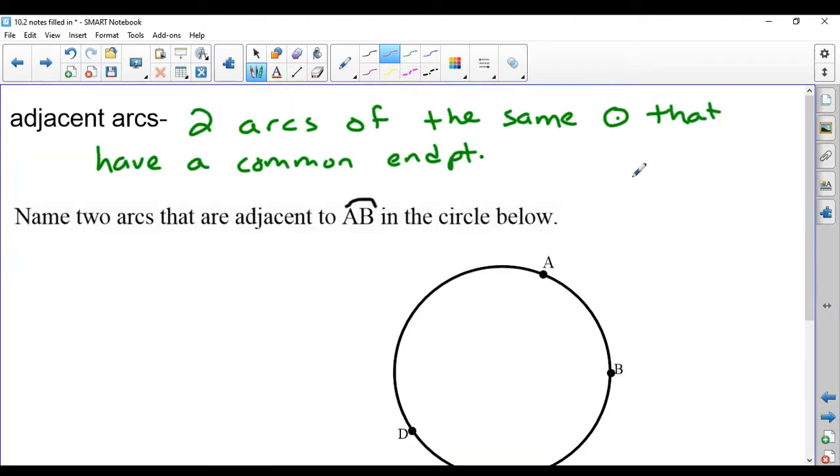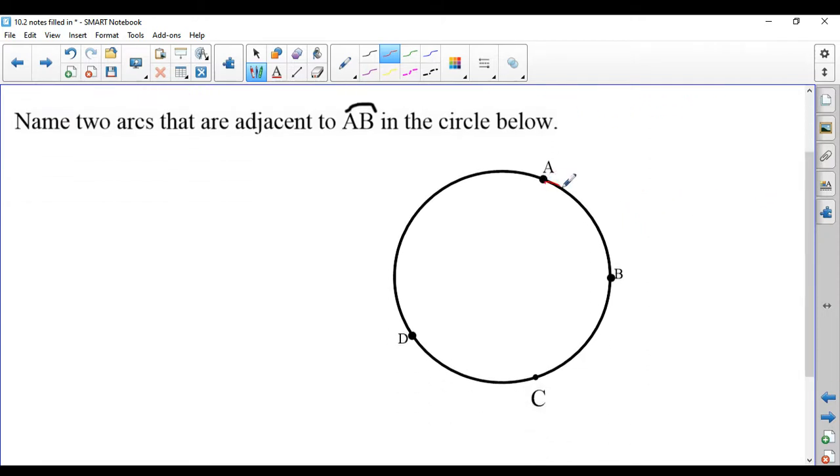With arcs, we have adjacent arcs, just like we have adjacent angles. Adjacent arcs are two arcs of the same circle that have a common endpoint. So if I look at this diagram down here, I have an arc AB and one arc that it is adjacent to. If I started at B and had this same shared endpoint, I could say it's adjacent to arc BC. Arc AB would also be adjacent to arc ADC or arc BD, because it's a minor arc. So we just need to have one common endpoint.